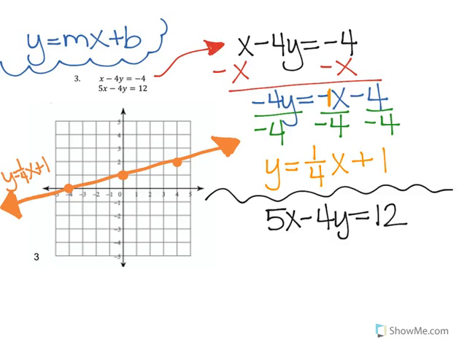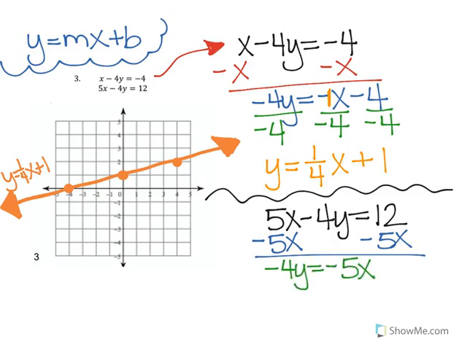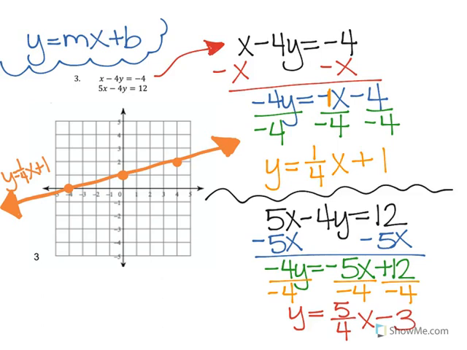Now I'm going to get y alone in the second equation, so I'm going to start by subtracting 5x to both sides. When I do that, I'm left with -4y equals, I always put the x term first, -5x plus 12. Then, to get y alone, opposite of multiplying by -4 is dividing by -4. So I'm going to divide every single term by -4, and I'm left with the equation y equals 5/4 x minus 3.